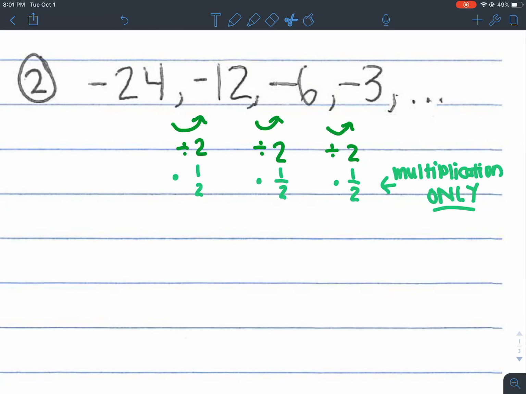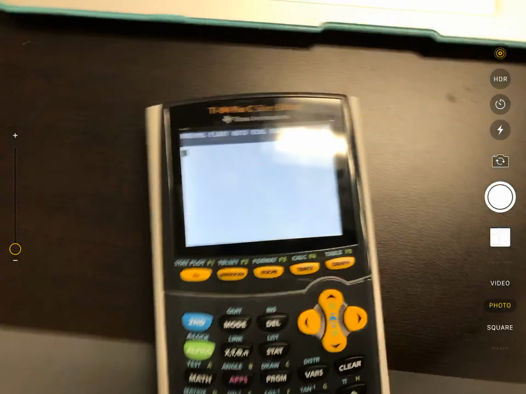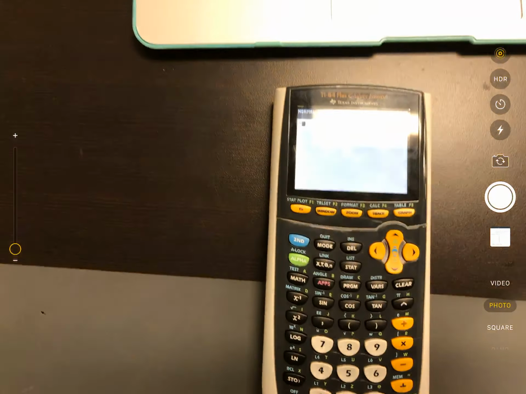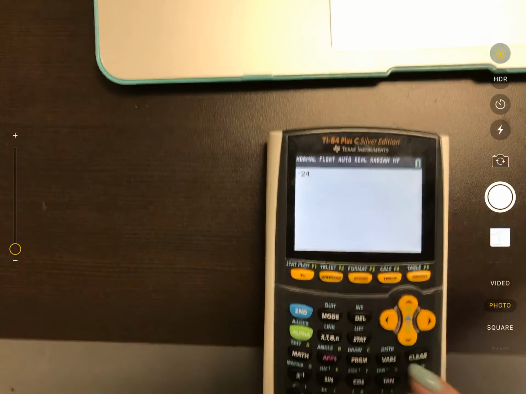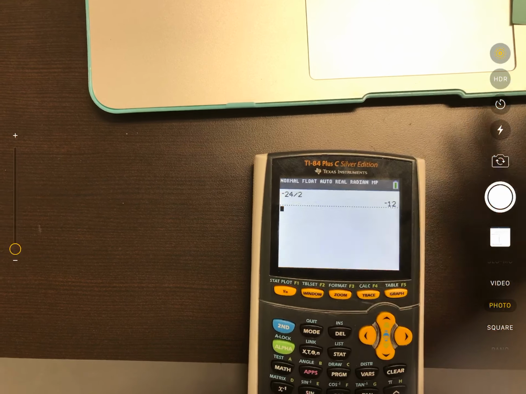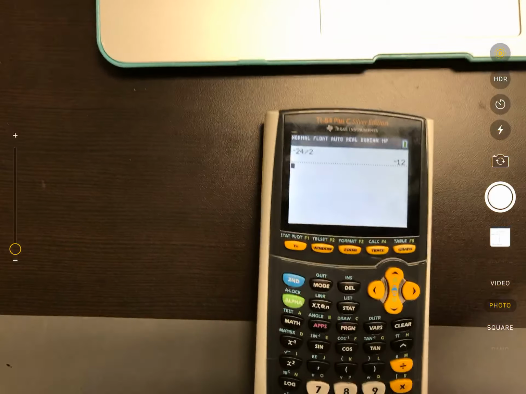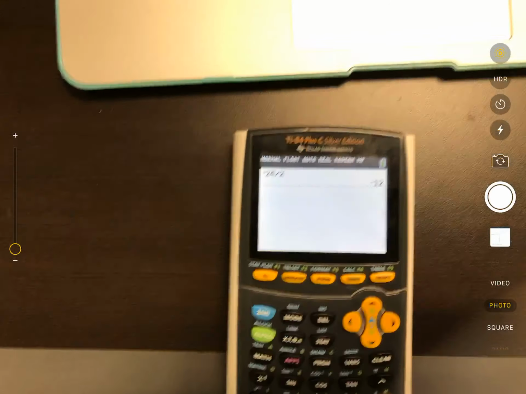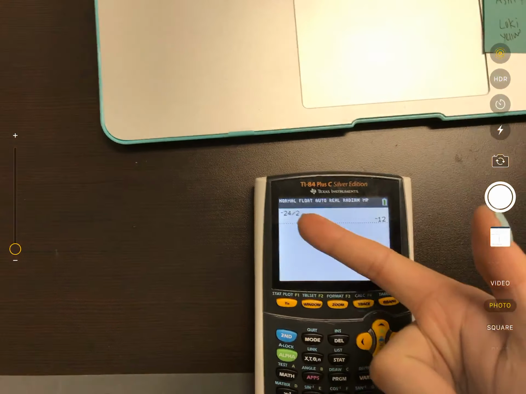Now I'll show it to you in the calculator as well. So if I go ahead and open my camera, let me put negative 24 in the calculator. Let's divide this by 2. That's negative 12, which is actually the next thing on our list. Also, if you're not taking notes while you're watching these videos, make sure you are. It's very important. So let's multiply this by 1/2.